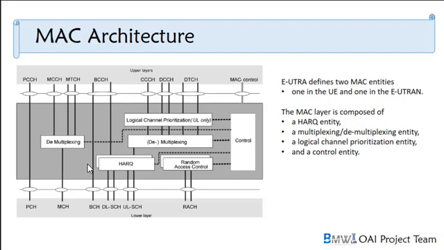I will tell you about the first one, the HARQ entity. The HARQ entity is used to transmit and receive acknowledgements and non-acknowledgements if needed, and to transmit and receive transport blocks, because the HARQ is in the transport. So this is the upper layer and this is the lower layer. This part is MAC.